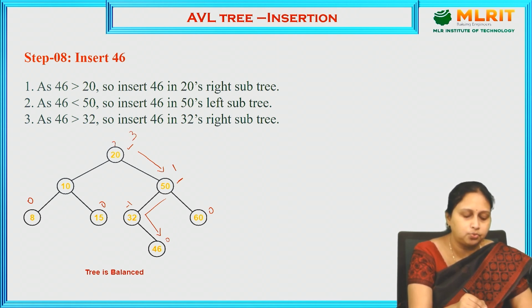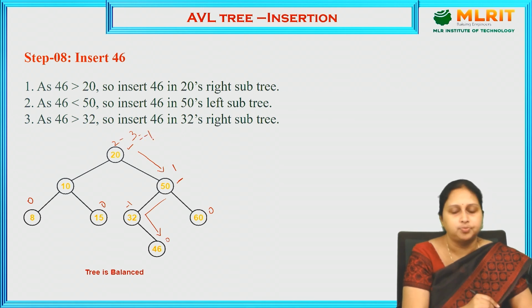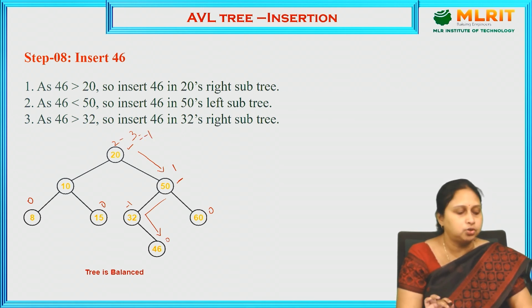Here you have 2. 2 minus 3 is nothing but minus 1. Here also the tree is balanced. No need to go for any rotations.